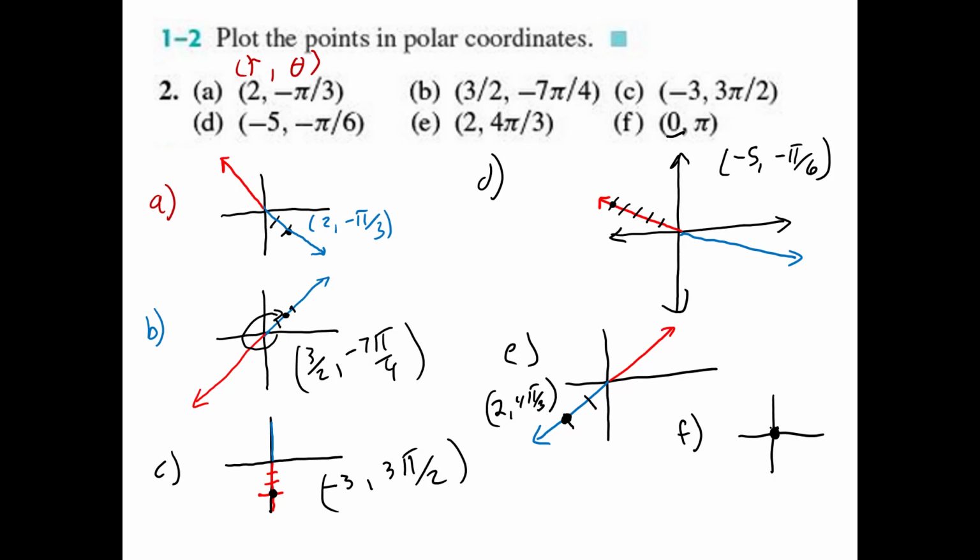So let me go and fill in the angles. I forgot these angles. For C, the angle was 3 pi over 2. So we rotated 3 pi over 2. For D, it was negative pi over 6. So we rotate the x-axis negative pi over 6. The positive x-axis comes down here. The negative x-axis goes up here. For E, we rotated 4 pi over 3.